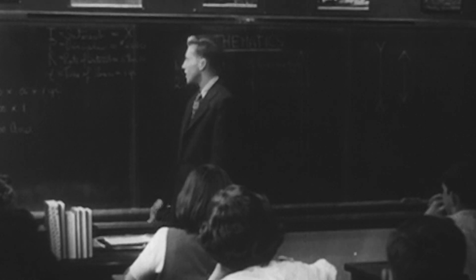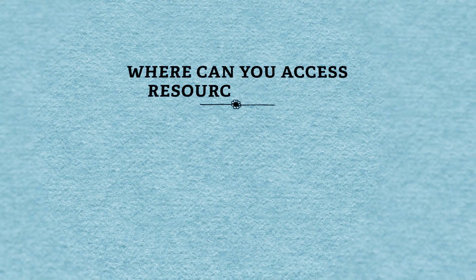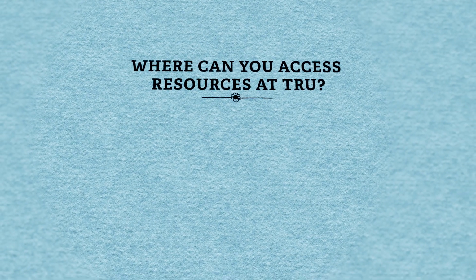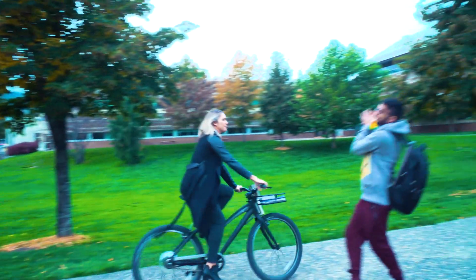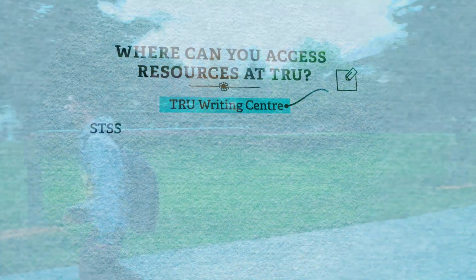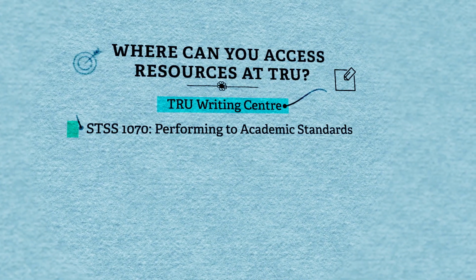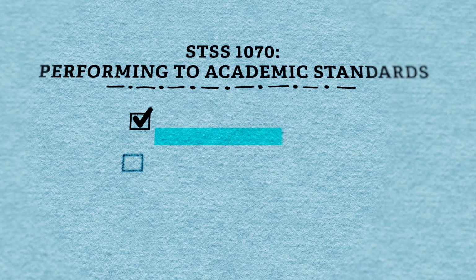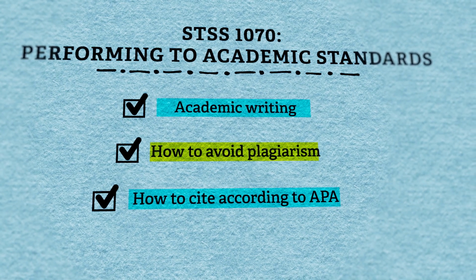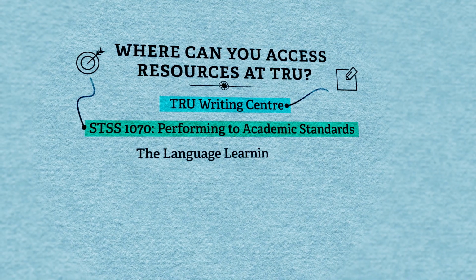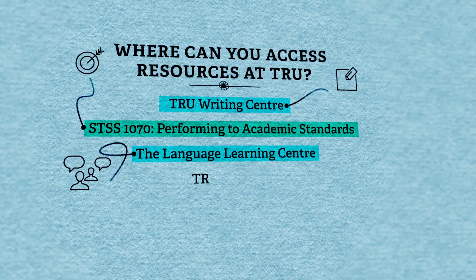If you're feeling a little bit nervous and a little bit confused, there are a lot of resources available. Where can you get help and access resources at TRU? The TRU Writing Center. We have citation guides, resources, and tutors to help you explain the citation. You can take Student Success 1070, Performing to Academic Standards, which is just as fascinating as it sounds. I can say that because I teach the course. We talk about academic writing, we talk about avoiding plagiarism, and how to cite according to APA. You can visit the Language Learning Center if your first language is not English.